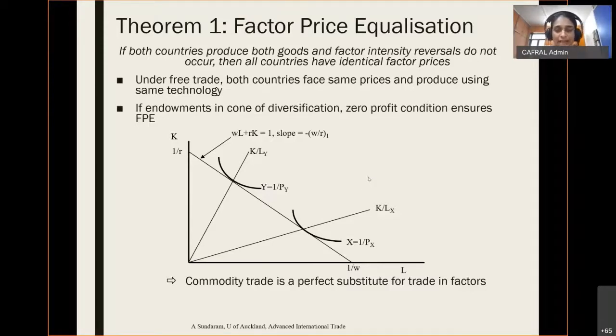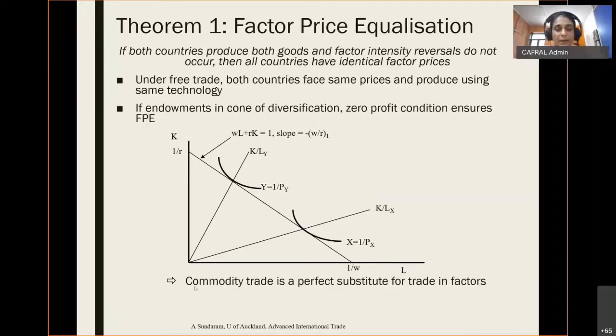So essentially, what have I told you? As long as, of course, one condition here is we need the endowment point to be within this cone of diversification. Otherwise, there is going to be no equilibrium. So as long as these endowment points are within that cone of diversification, all countries are going to have the exact same W over R, W and R, factor prices.